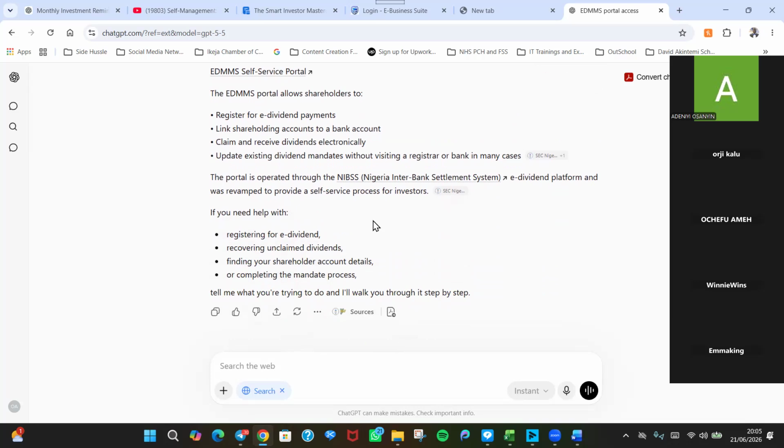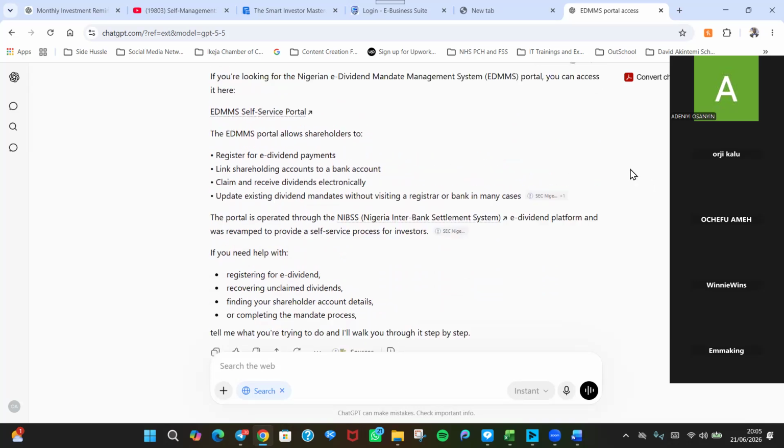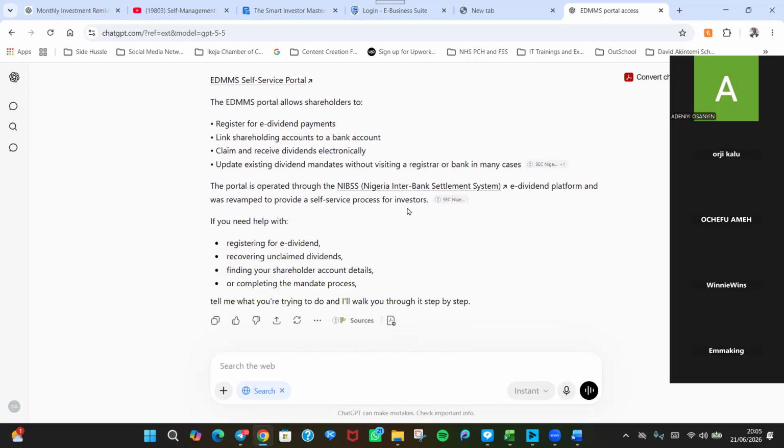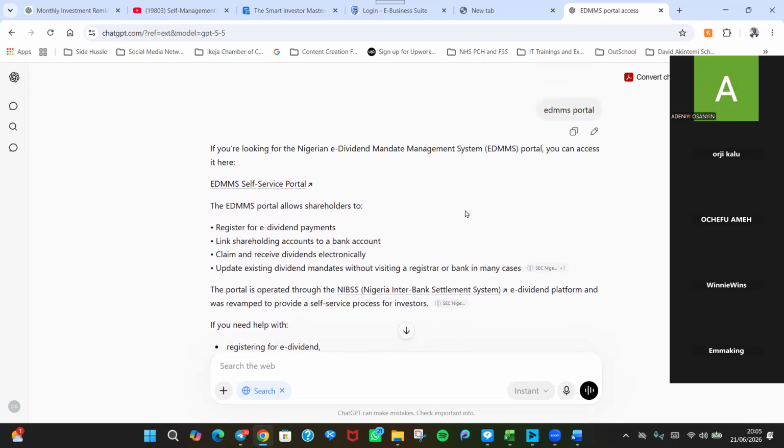So can anyone volunteer? What is the role of the stockbroker, or what is the importance of the stockbroker? What is the importance of the stockbroker? Anybody? Or why do we need a stockbroker?